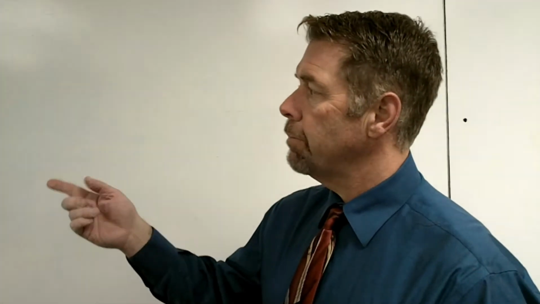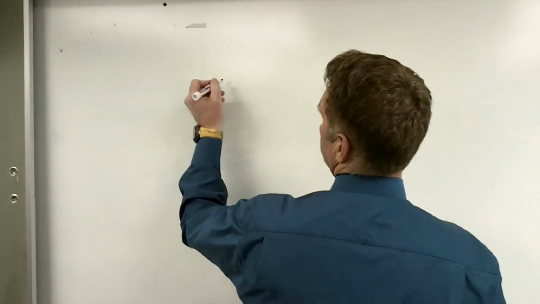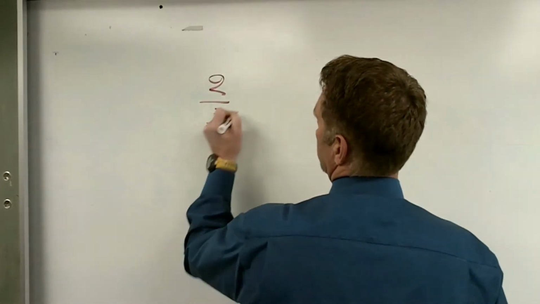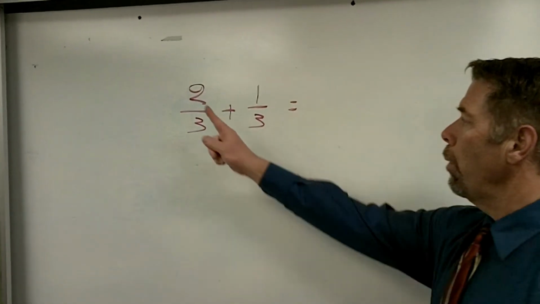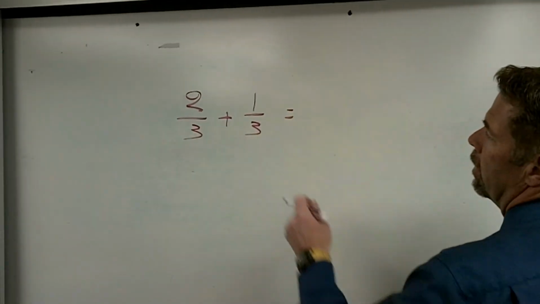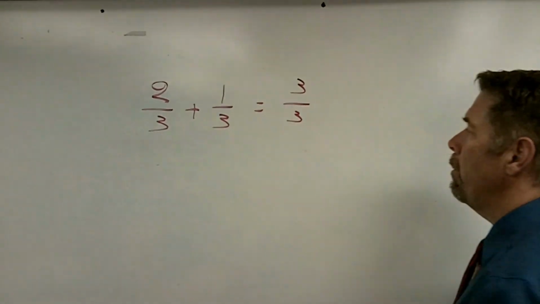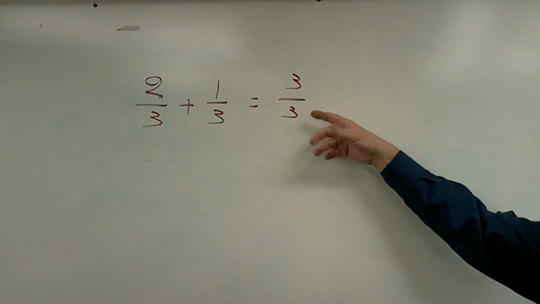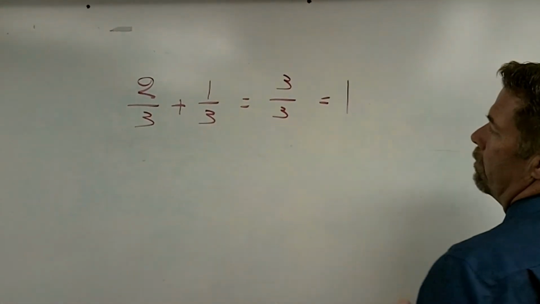So let's add some fractions and subtract some fractions that have common denominators, or common bottom numbers. For example, we have 2/3 plus 1/3 equals, again, all we do is add the top numbers. We just keep the same bottom number. So 2 plus 1 is 3. And as we talked about before, any number over itself equals 1. We have 3/3, that's also equal to 1.